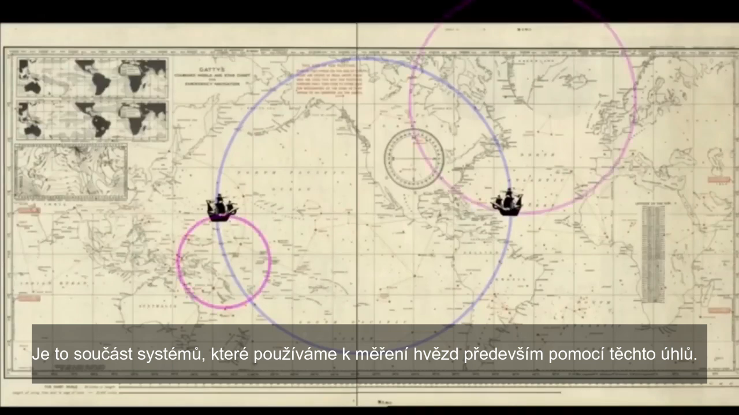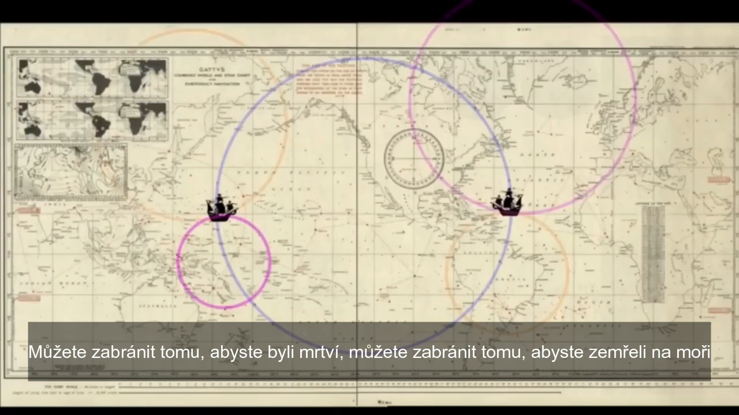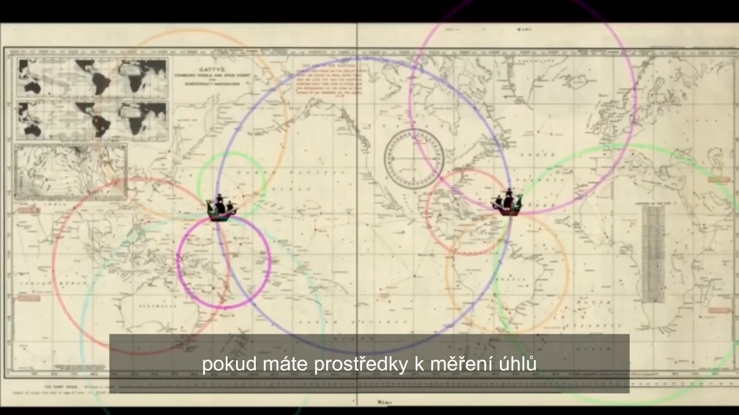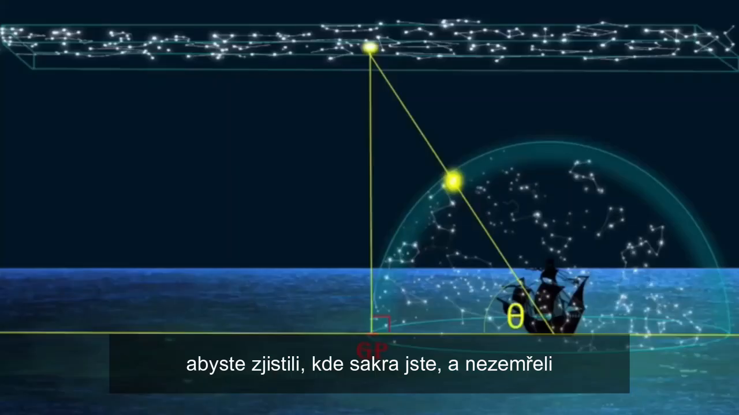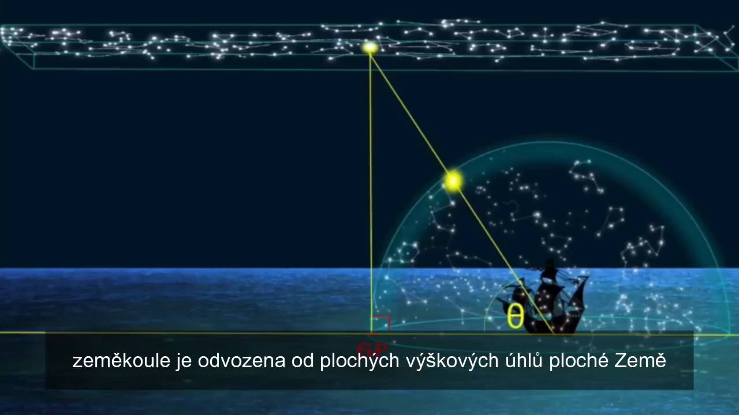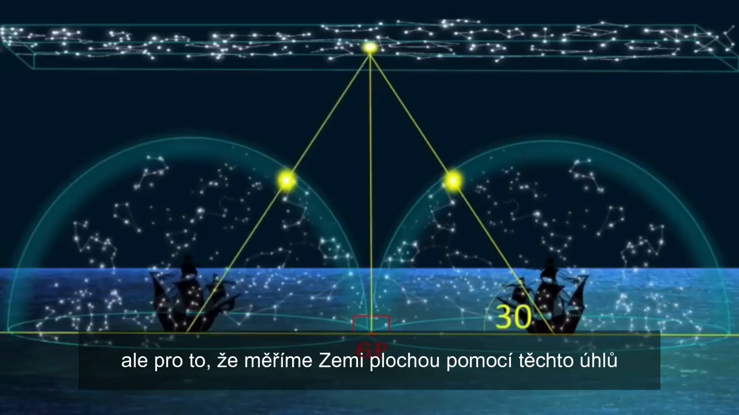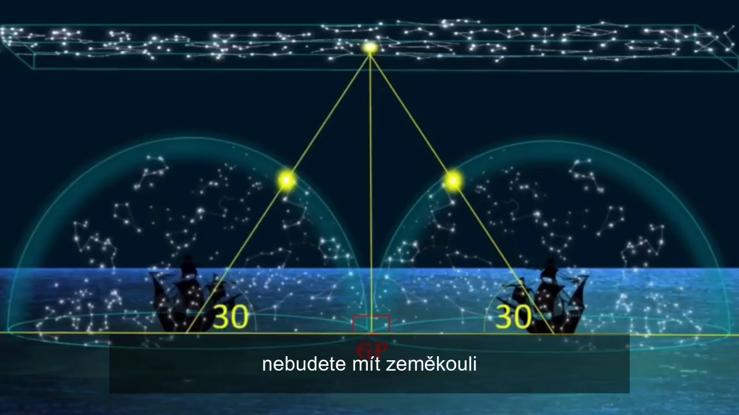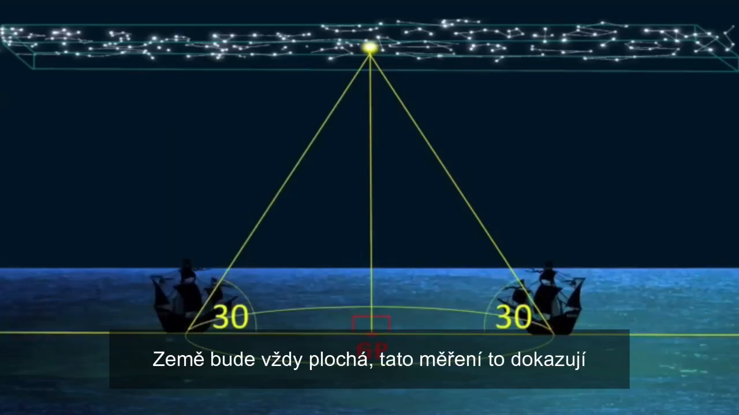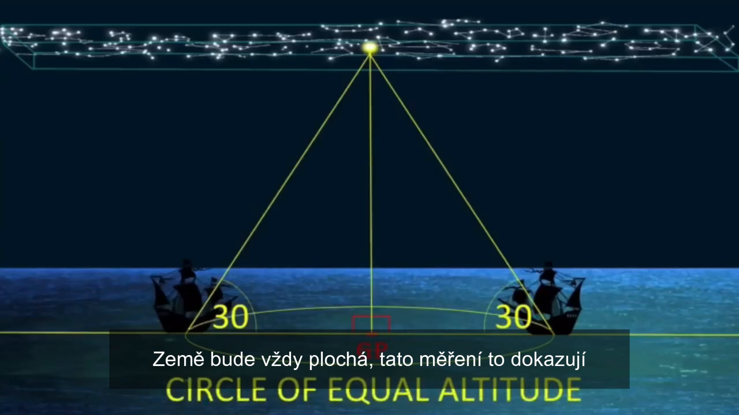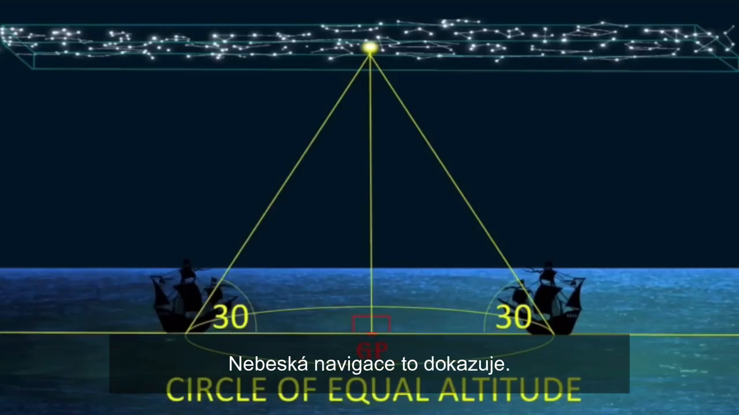With these angles, you can stop yourself from being dead. You can stop yourself from dying at sea if you have the means of measuring the angles to find where the hell you are and not die. Or to put it another way, the globe is derived from flat Earth elevation angles used in celestial navigation. But for the fact that we measure Earth flat with these angles, you wouldn't have a globe to believe in. Earth is measured flat. Earth will always be flat. These measurements prove it. Celestial navigation proves it.